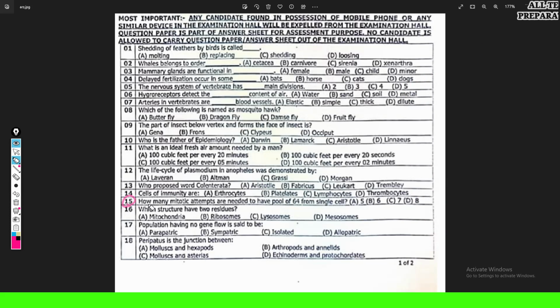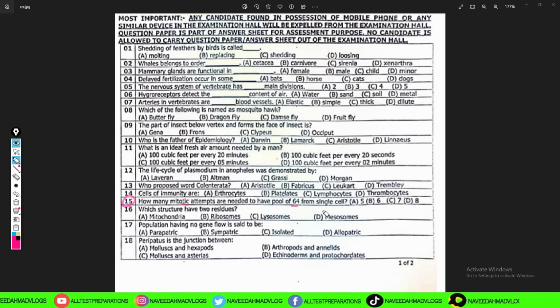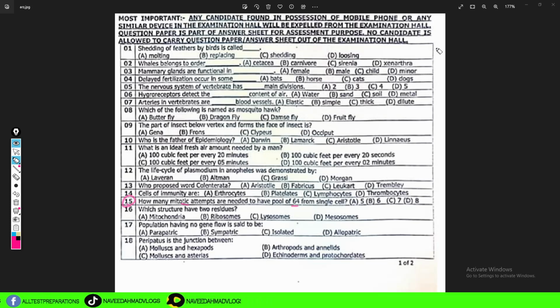Question number 15 is, how many mitotic attempts are needed to have a pool of 64 from a single cell? Option A 5, option B 6, option C 7, and option D 8. In order to find out the mitotic attempts needed to have a pool of 64 from a single cell, we have a formula through which you can find out the total mitotic divisions for a given amount of pool from a single cell. We have the formula log 2 of 64.